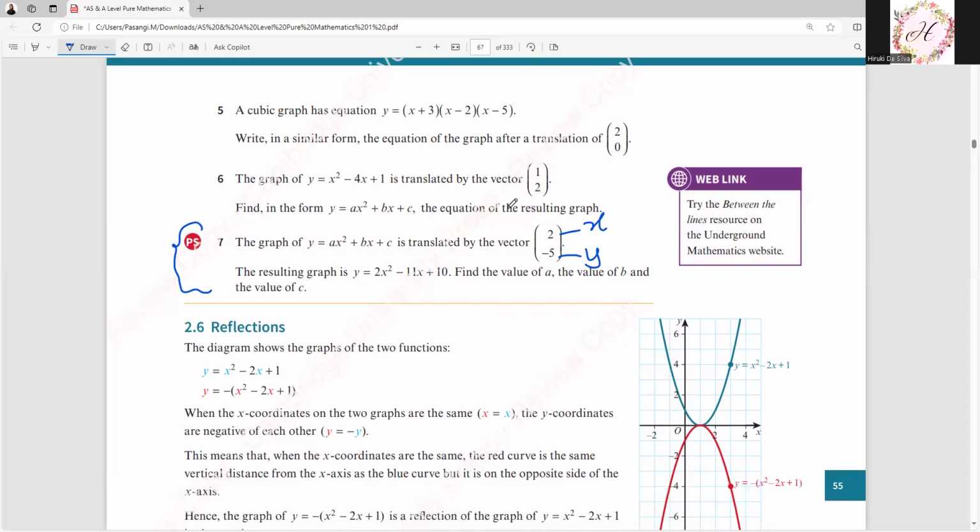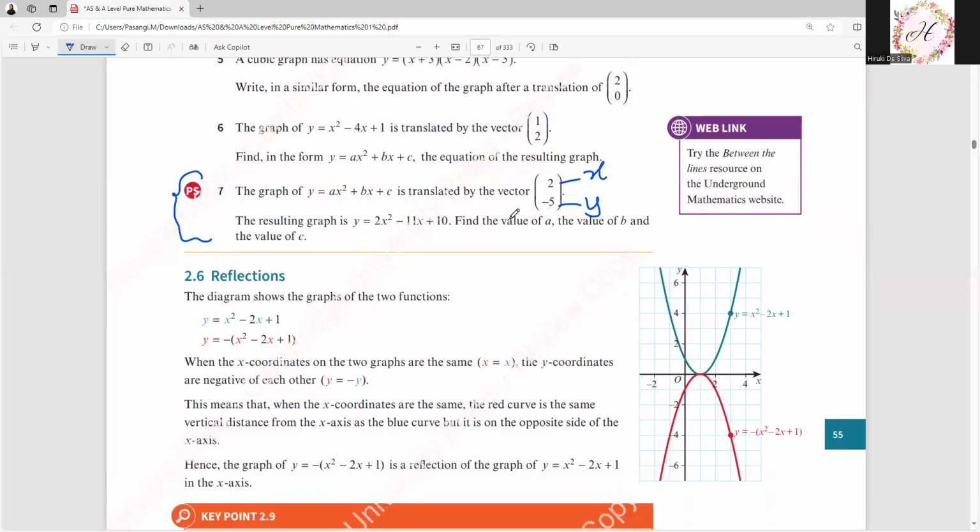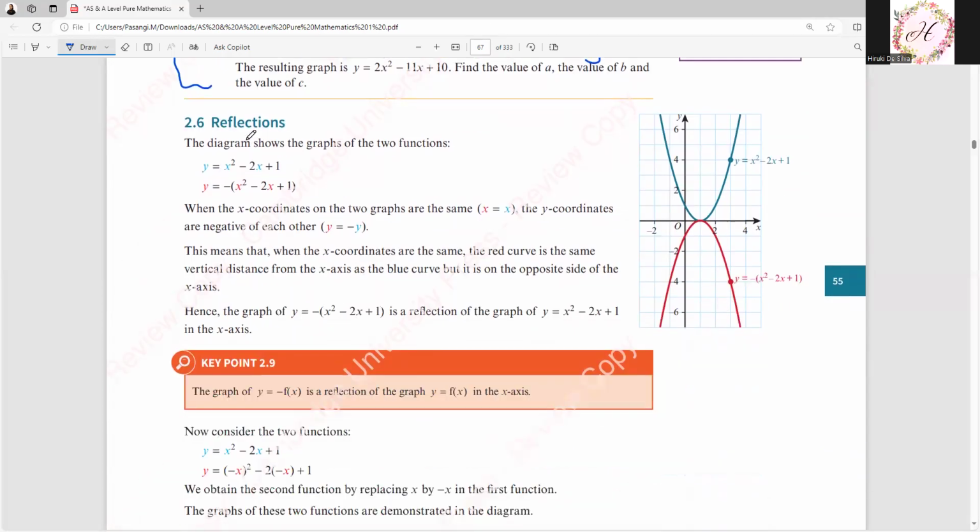So for the reflections, reflections means it's kind of a mirroring. Now here for the reflection, the initial function was y is equals to x squared minus 2x plus 1. Then let's assume we have the second equation as y is equals to minus x squared minus 2x plus 1. Now, what do you think? What has happened here?